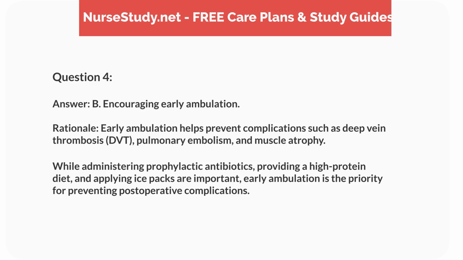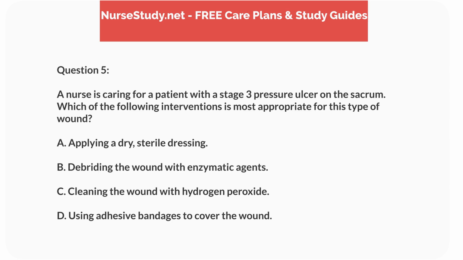Answer. B. Encouraging early ambulation. Rationale: early ambulation helps prevent complications such as deep vein thrombosis, DVT, pulmonary embolism, and muscle atrophy. While administering prophylactic antibiotics, providing a high-protein diet, and applying ice packs are important, early ambulation is the priority for preventing postoperative complications.